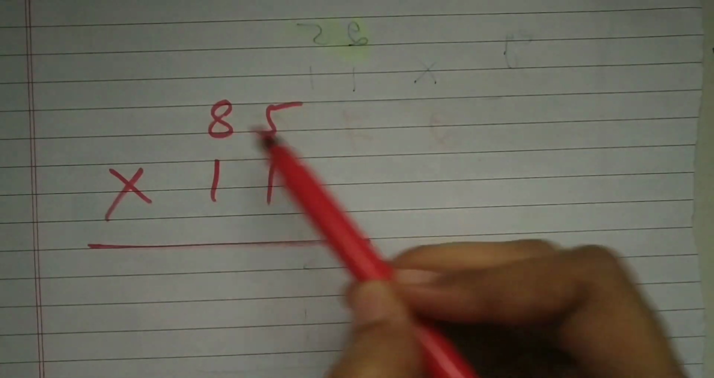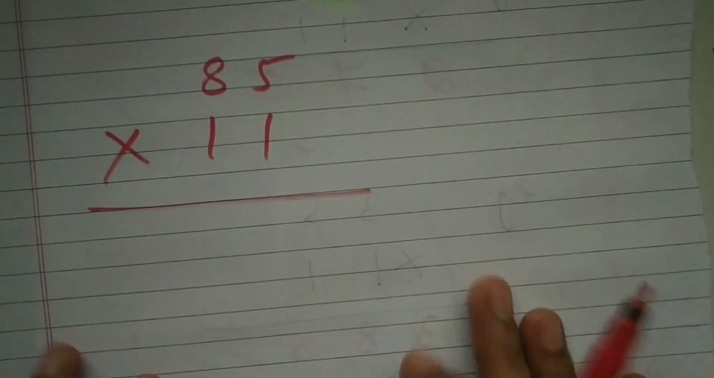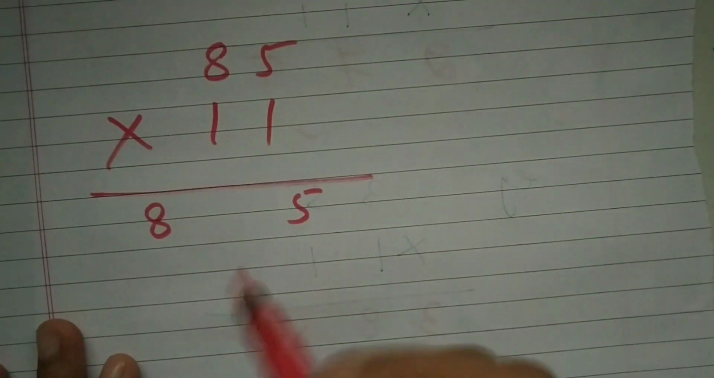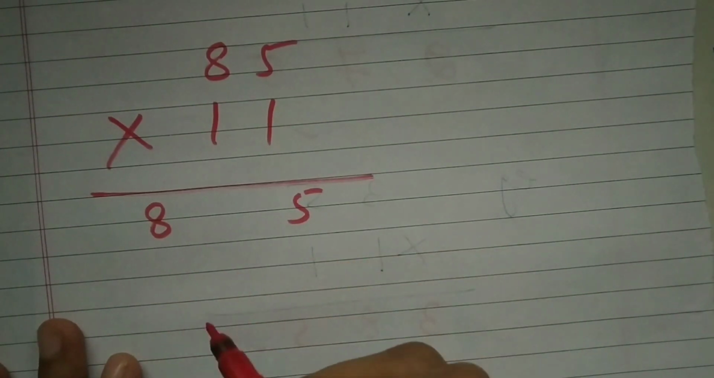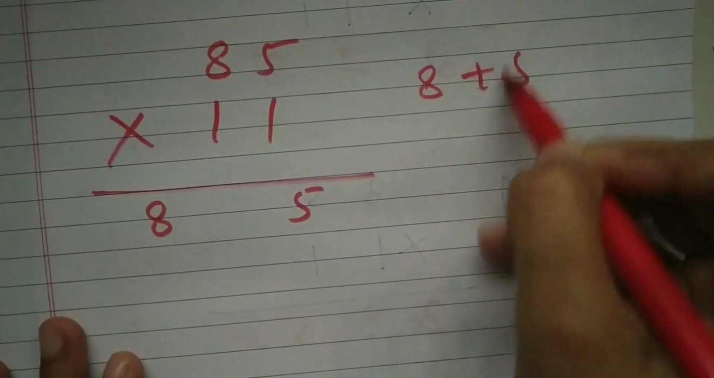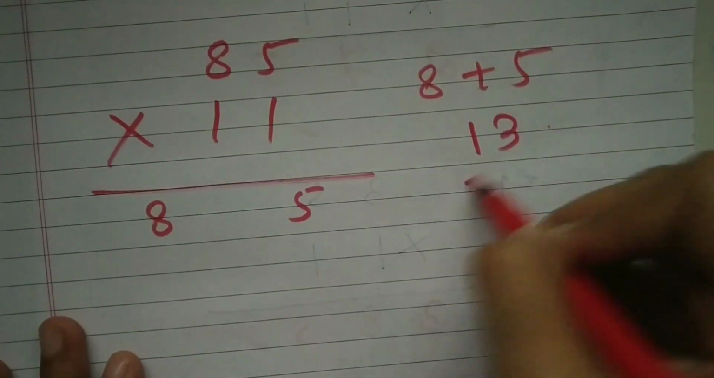Okay, now let us focus our attention onto this example. This time you have 85 multiplied by 11. The trick remains the same, but there is a lending kind of thing coming in. So we have to understand that concept. Let me explain. As usual, you will write 8 and 5 here. And as usual, you're going to add these numbers. So can you tell me what 8 plus 5 will be? This time it is 13.